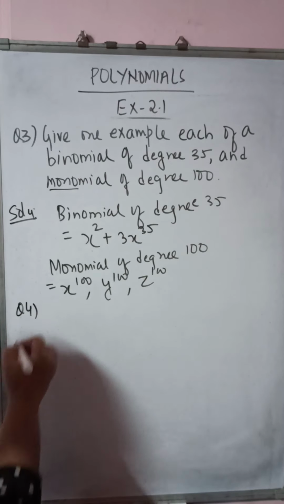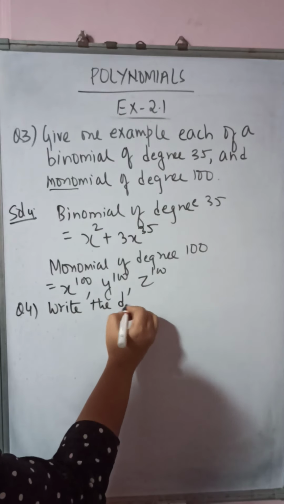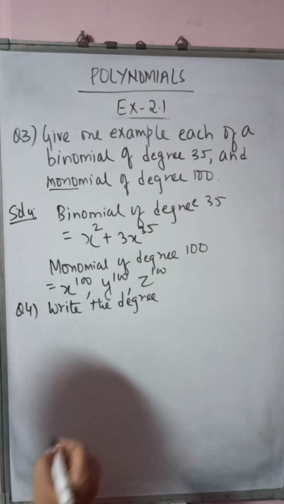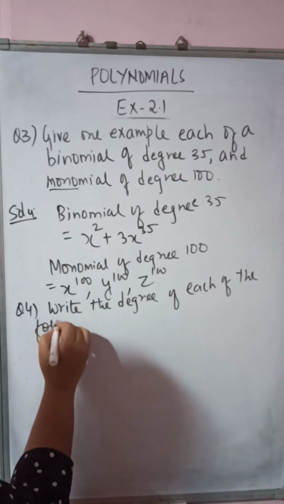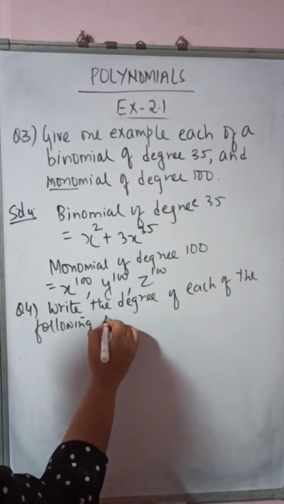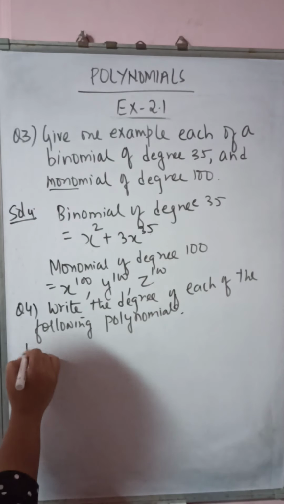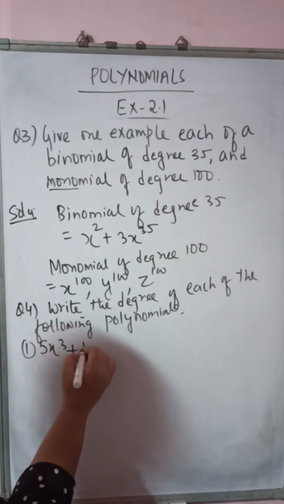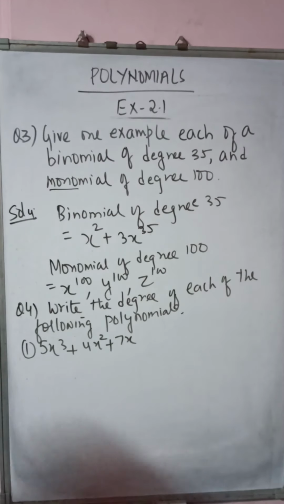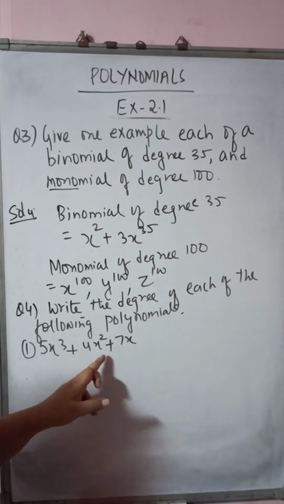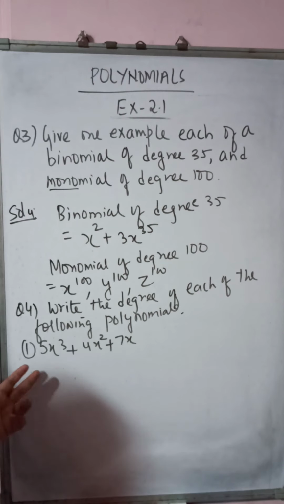Now question number 4 is write the degree of each of the following polynomials. Okay, so first one is 5x cube plus 4x square plus 7x. They are asking to find the degree. So degree means the highest power of the variable. You have to compare each term and see what is the highest power.